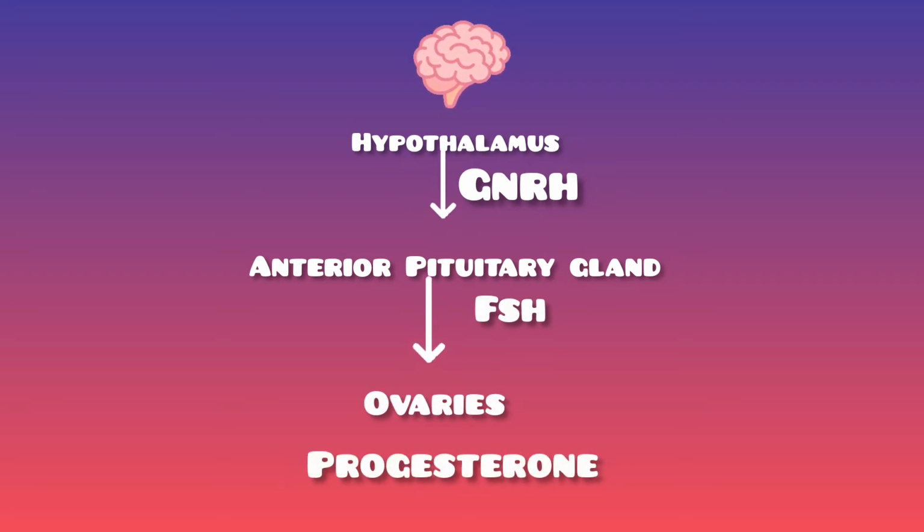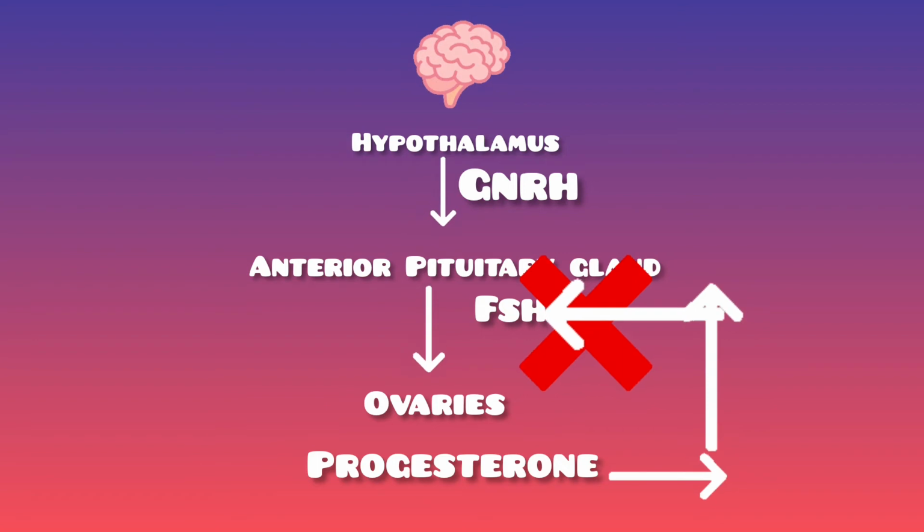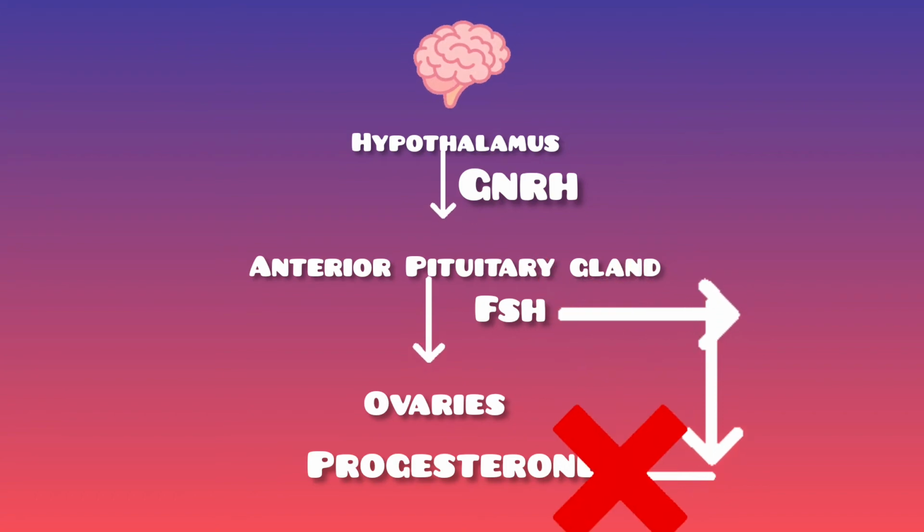Increased level of progesterone inhibits the stimulation of FSH. As a result, no further development of follicles occurs and ovulation does not take place. However, if fertilization does not happen, the corpus luteum will disintegrate and the level of progesterone will decrease. This will stimulate the pituitary gland to release more FSH, and follicle production and development will occur again.